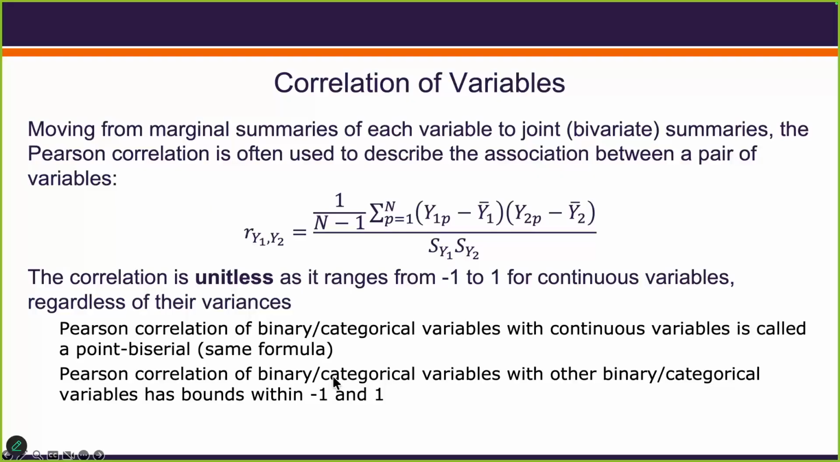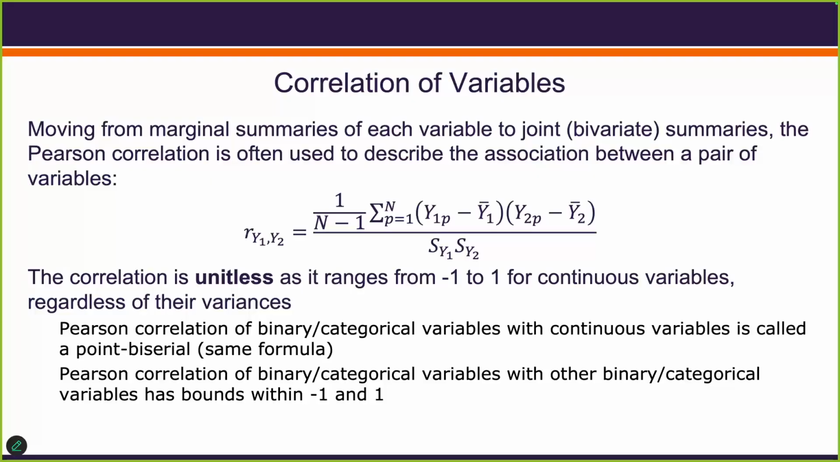And then a Pearson correlation of binary categorical variables with other binary categorical variables has bounds between -1 and 1. Actually, this is not entirely the case. Here is a mistake on my slides. Only under certain circumstances does it range from -1 to 1. There's actually other correlation statistics out there. I don't know if you've heard of tetrachoric correlation or polychoric correlation. Are those terms you've ever heard before? I'll bring those to this class. That's a multivariate technique right there.